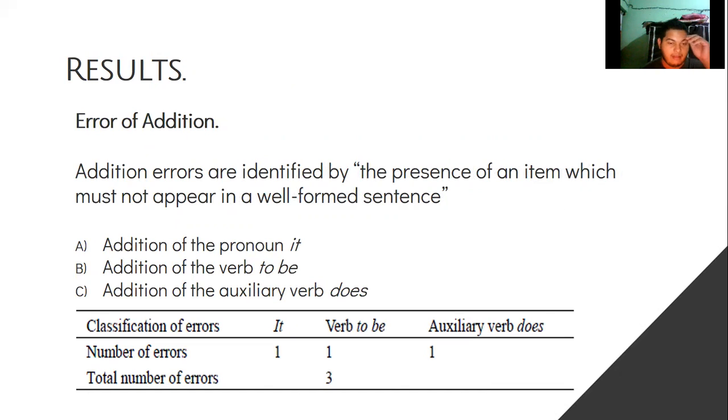In addition of the pronoun it, the sentence could be "which means," which is the correct form, but the student wrote "which it means." In this case, it is not necessary because which is describing or making a complement to the previous word. So the word it is not necessary.